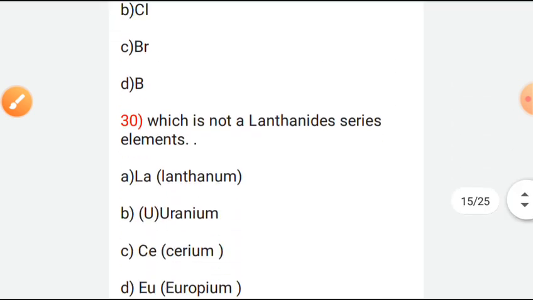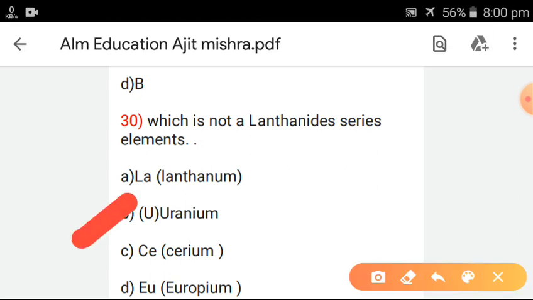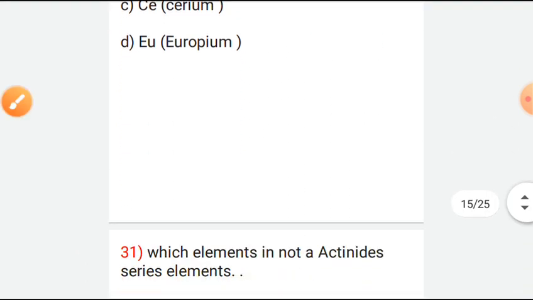Next question, which is not a lanthanide series element? In the given option, which is not a lanthanide series element? Option A, lanthanum, B, uranium, C, cerium, D, europium. Choose the correct answer. The answer will be option B, uranium, because uranium is an actinide series element.